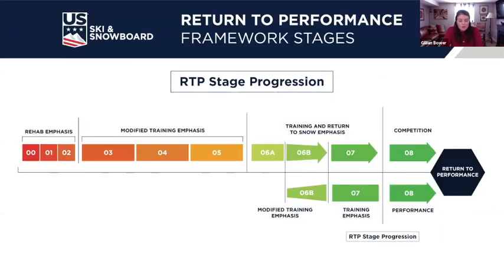The basis of the structure of our EMR is our internal return to performance framework. This framework was initially designed around the rehab of ACLs, which are our most common injuries. We've since generalized it to include all lower body injuries, concussion, and we're currently working on designing and implementing an upper extremity version.